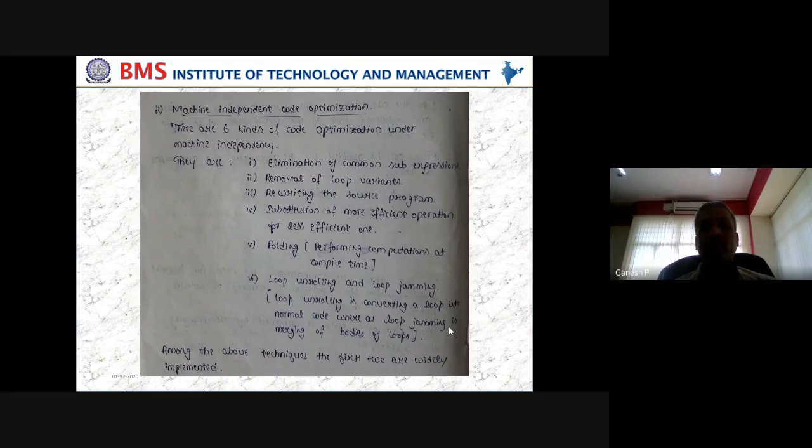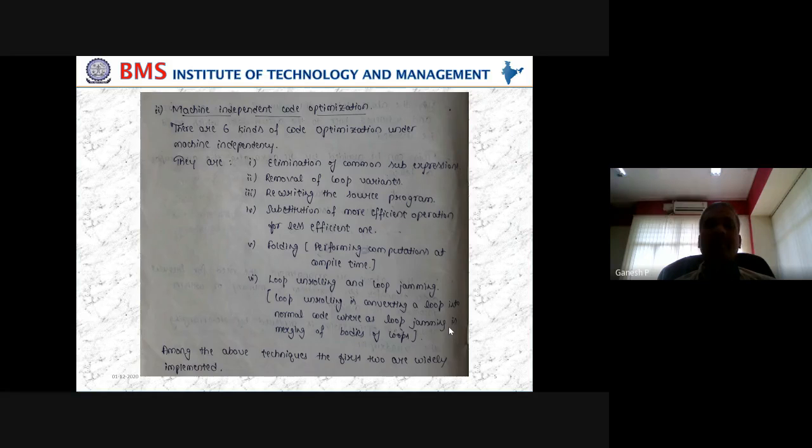Second, removal of loop variants. Again, this is similar to the elimination here, but more so with the loops. In loops also, again, we might be having similar structures. That means these variables might not be required more than once. Maybe the duplications are probably similar to that. So removal of loop variants is also very important. We'll also see that in detail.